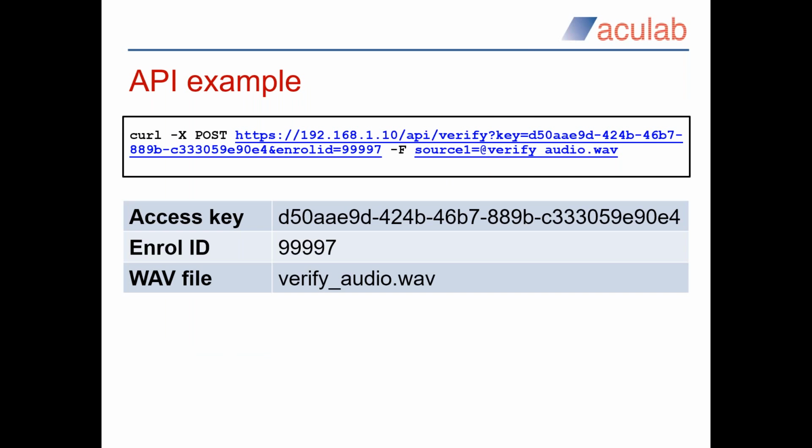So for the more technical attendees of this webinar, I just wanted to show you a quick API example so that you can see how simple it is to integrate VoiceSentry. On this slide, you can see an example curl request for performing a verification. With the request, we pass an access key, an enrollment ID, and obviously the WAV file containing the audio on which we want to perform the verification. The access key and enrollment ID tell VoiceSentry which VoicePrint to use for the verification.